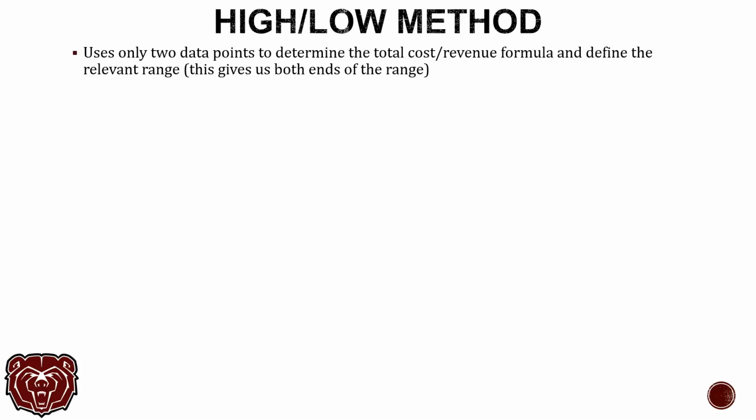So the method that we're going to use in this class to make these estimations is what we call the high-low method, okay? So the high-low method, we're going to use two data points to determine the total cost or revenue, and then we're going to define the relevant range, right? So the definition of that relevant range is the low to the high. Anything within that range is the relevant range.